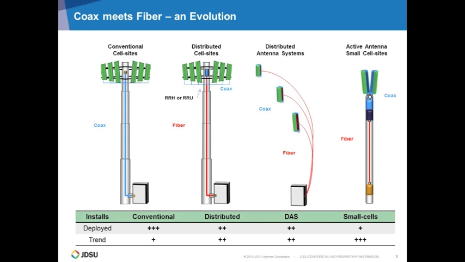Coax meets fiber is evolution. Starting at the left-hand side, the conventional cell site has always been to run RF coax cable, generally up a tower, oftentimes a very large coax cable for each one of the antennas being served. As things have become more distributed and looked for alternatives, fiber has now found its way into the RF world, where we can run fiber up a tower, minimizing the amount of cabling and the weight otherwise found on these towers, so that we have a remote radio head or unit at the top with the coax in closer proximity to the actual antennas.